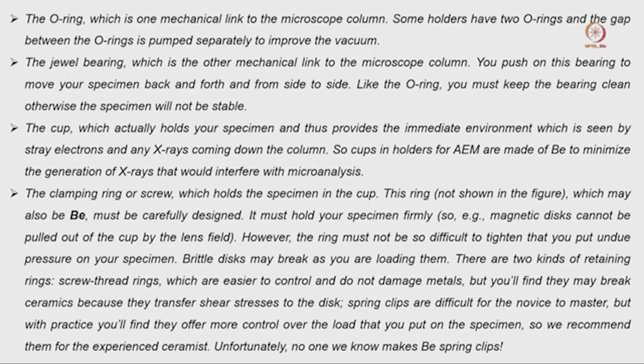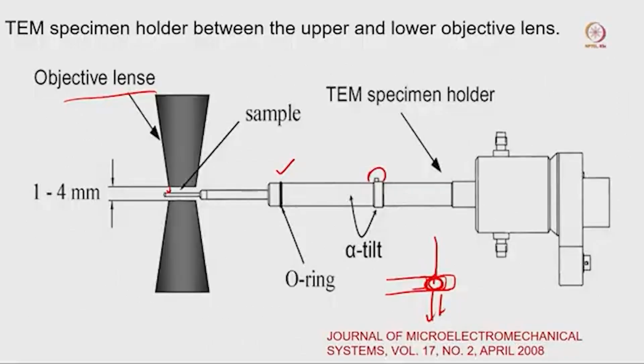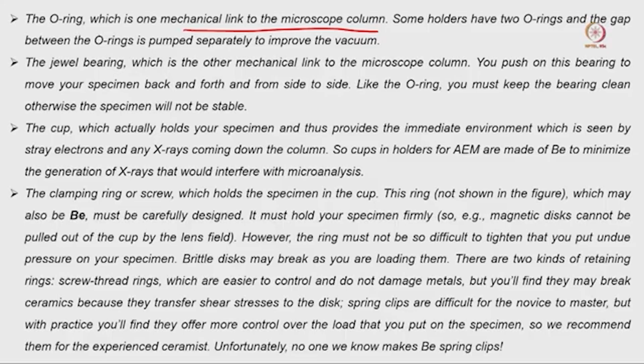Now what is the function of the different components? The O-ring is a mechanical link to the microscope column. If you go back here, this is the part which is directly connected with the microscope, and this is the pin that is also connected with the microscope, which helps with any kind of tilt angle. So there are two contact points of this holder with the microscope. One is this O-ring and one is this pin. I will show you how this pin helps when we are inserting the holder.